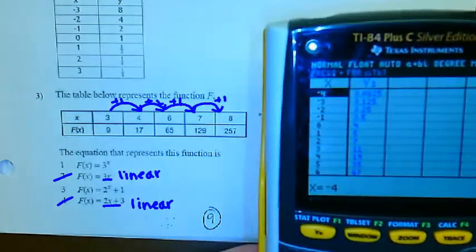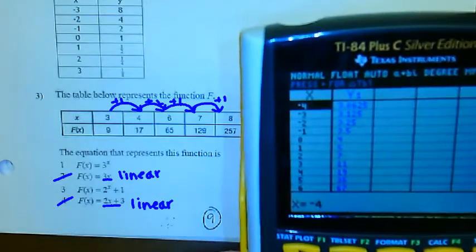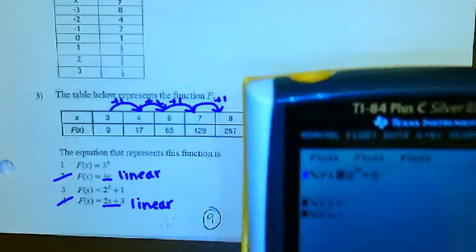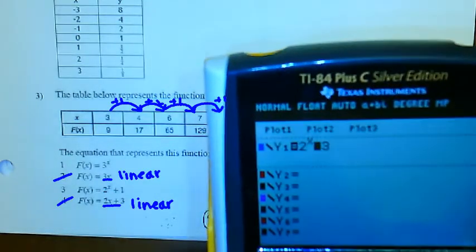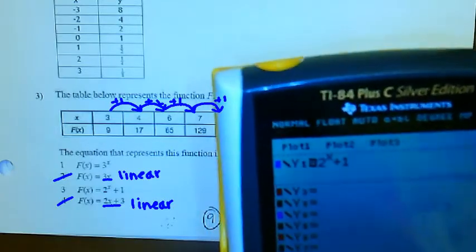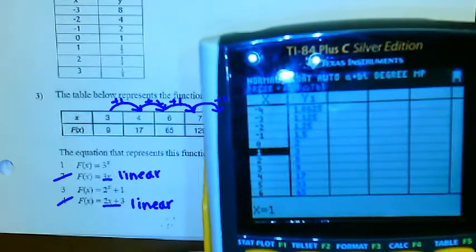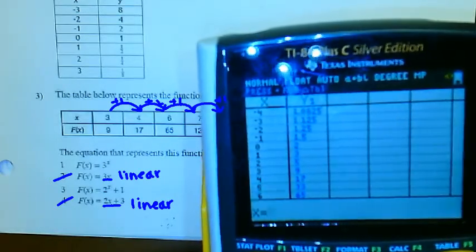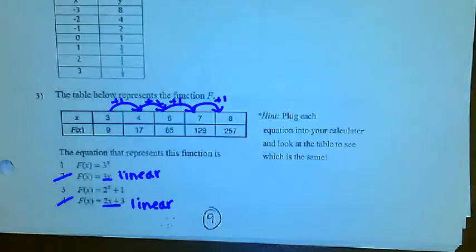Okay, so look at the table. Did I not put that in right? Oh, plus 1. Sorry. Plus 1. There we go. Okay, so you see if you scroll down, 3 goes with 9, 4 goes with 17, 6 goes with 65, etc. Okay, so again, this is a multiple choice question. So don't work any harder than you have to. Okay, so again, I just put these in my calculator. We got the answer.